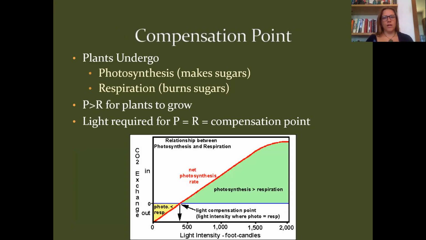So this brings us to a concept in tree physiology and growth that's called compensation point. And to understand this, we need to remember that plants photosynthesize, something we've already mentioned.